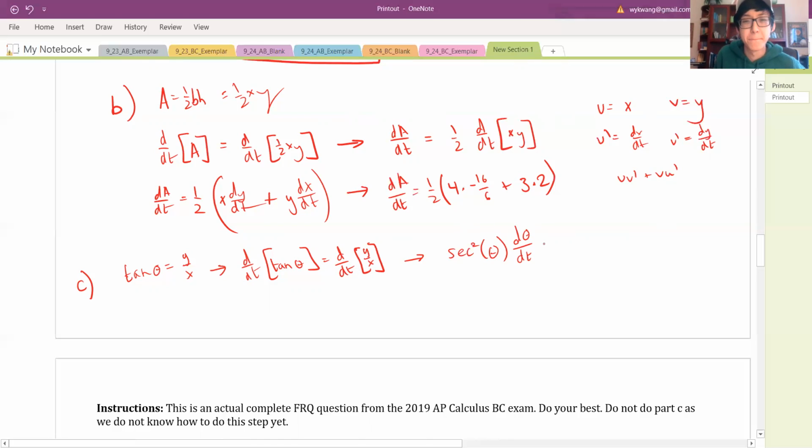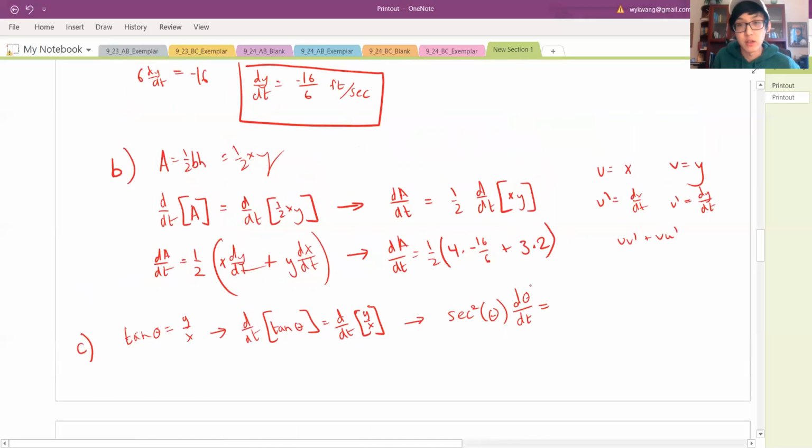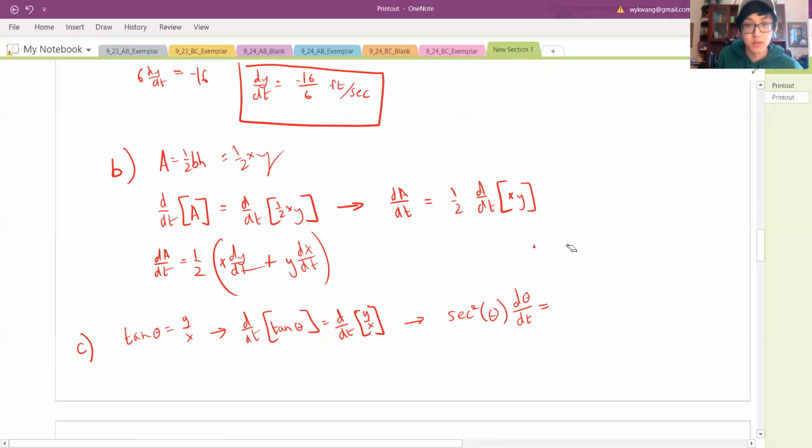Now it's going to be equal to d over dt of y over x. Okay, so we've got y over x. What are we really going to need to do? We're going to need to do a quotient rule. So I'm going to erase all this just because I'm running out of space, and erase some of this too, so it's not as cluttered.